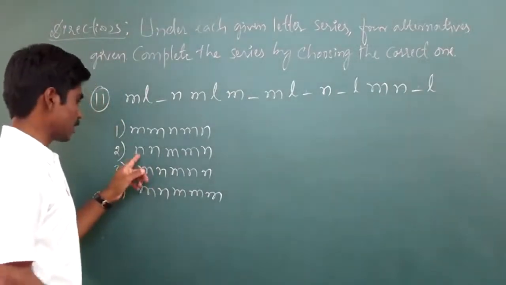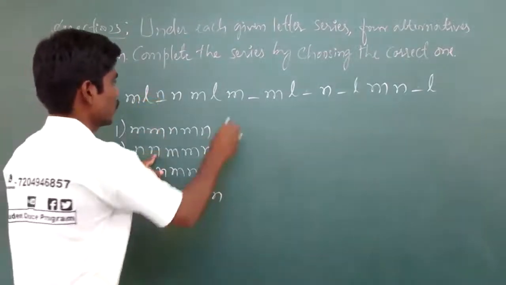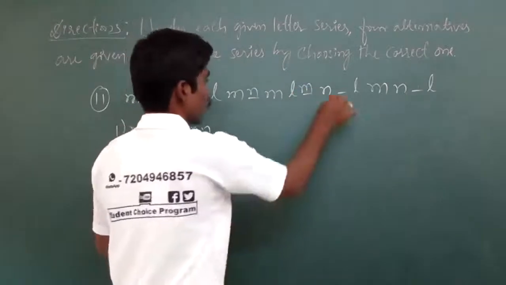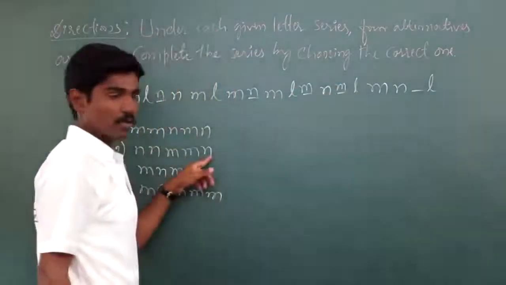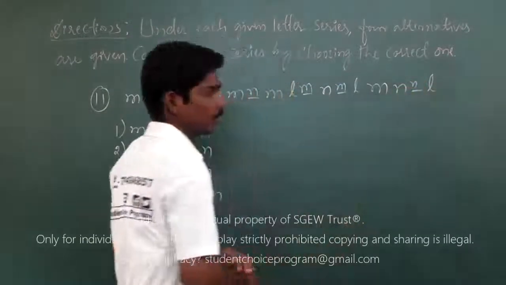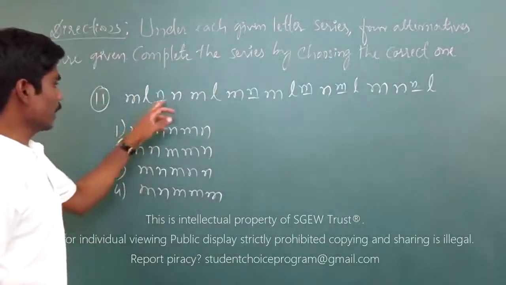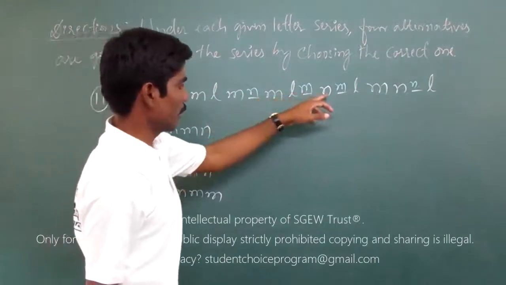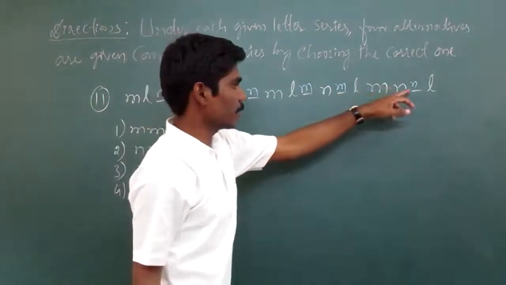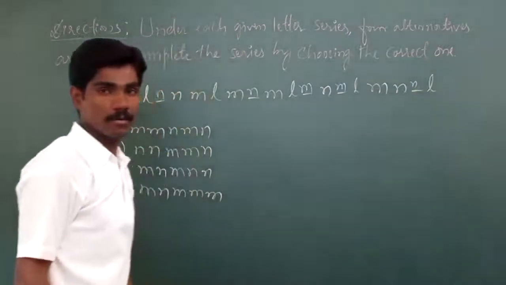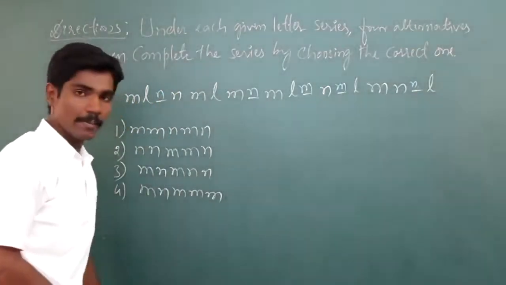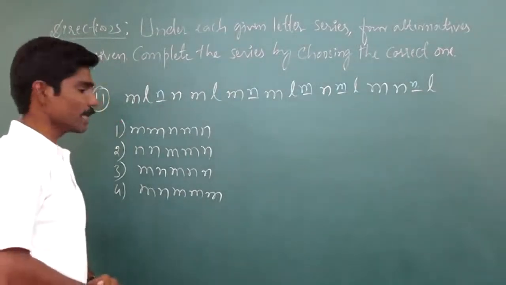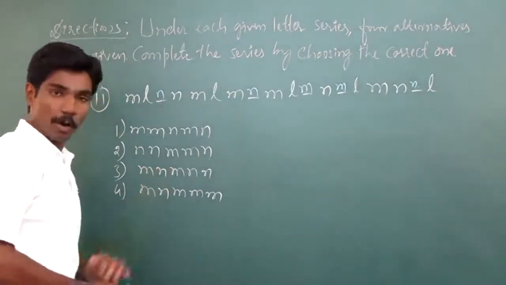In the second option, the first letter is N. Next, the second one is N. The third is M. Fourth is M. And fifth is N. Now try to read the series. M, L, N, N, M, L, M, N, M, L, M, N, M, L, M, N, N, L. So once again, I am not observing any pattern. For that, now what I'll do, I'll move to the third option.